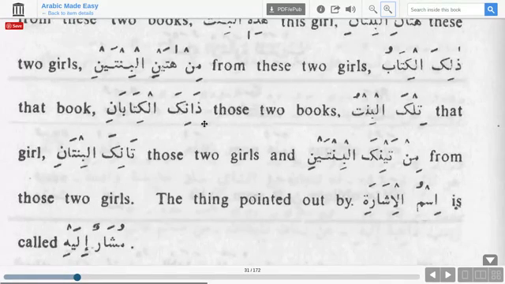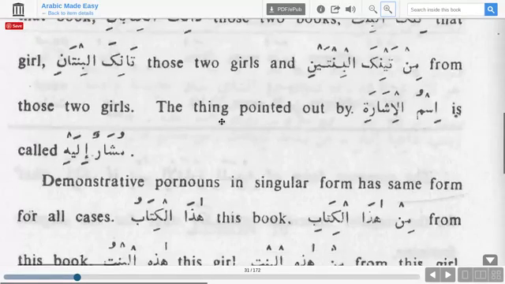The thing pointed out by Ismu al-Ishara is called Musharun ilayhi. The thing that you are pointing to, or the thing that you are indicating. You don't have to use the word points, but it means the thing that you are indicating. Musharu means the thing you're pointing about. Ilayhi means the thing that you're indicating about or talking about. Indicating is the best word to use.